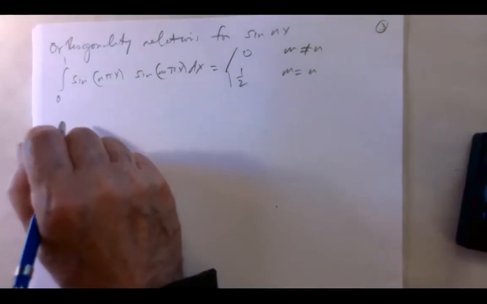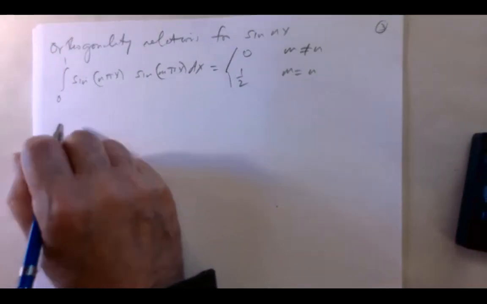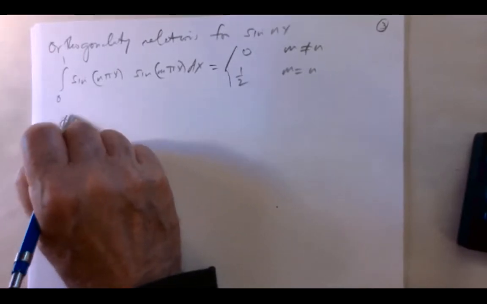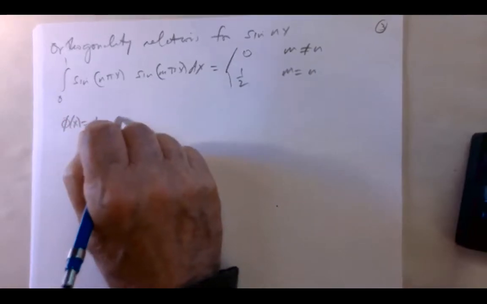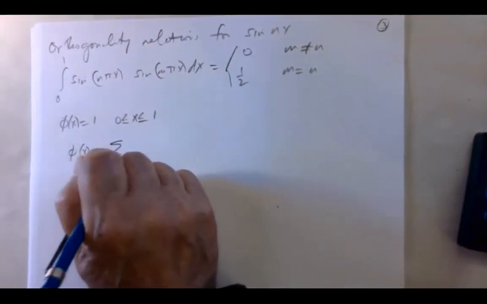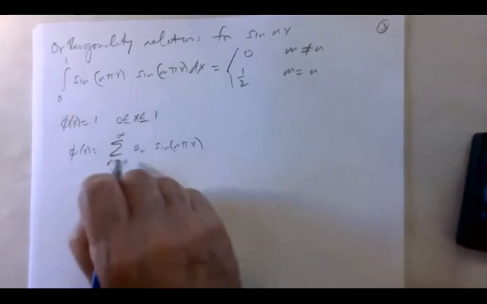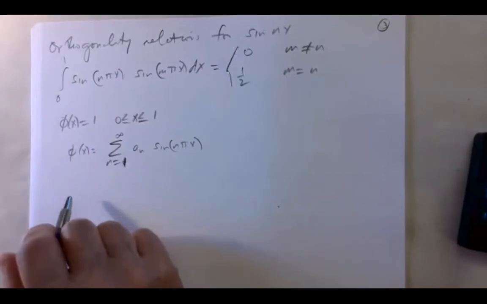So what we get is the following. For the function phi of x equal 1, for x between 0 and 1, if we were to write phi of x as a sine Fourier series, sum from n equals 0 to infinity of a_n sine n pi x. Of course, when n is 0, sine of 0 is 0, so we can start this with 1. We get the following formula for a sub n.